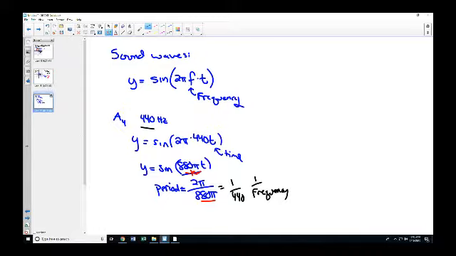Anybody have a calculator handy? What's 1 divided by 440? It's 0.00227 seconds. Every 0.00227 seconds, one cycle of that sound wave passes your ear. That's pretty cool.